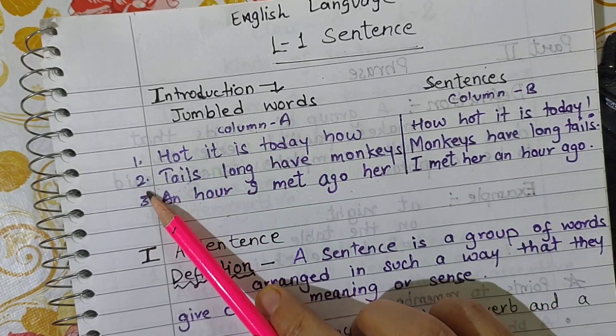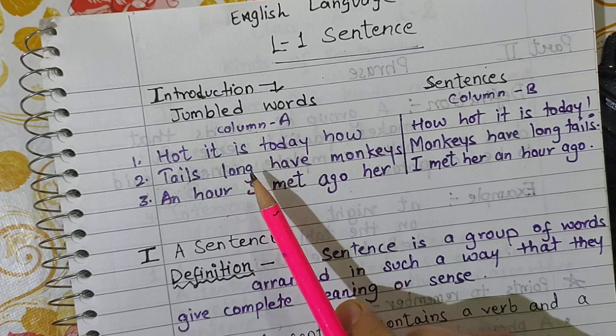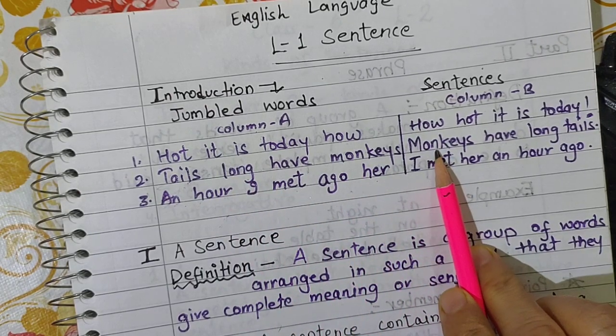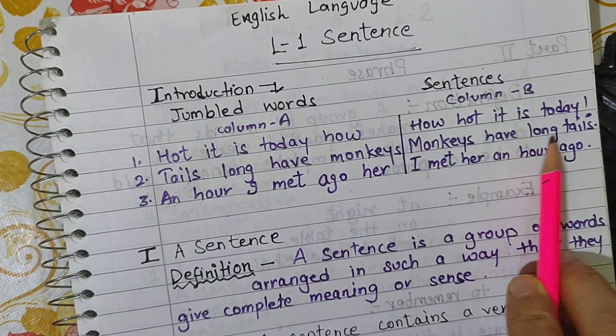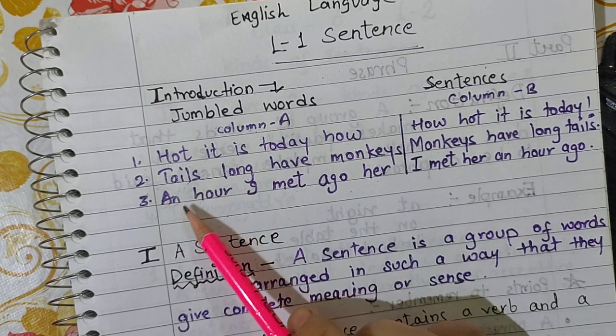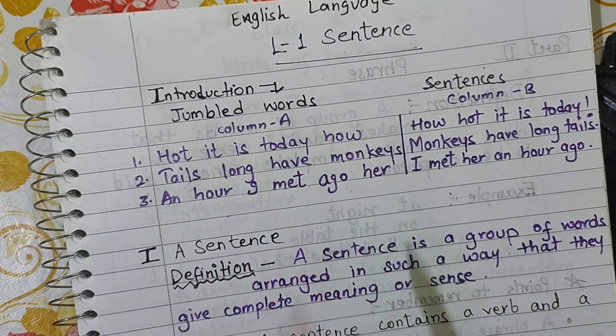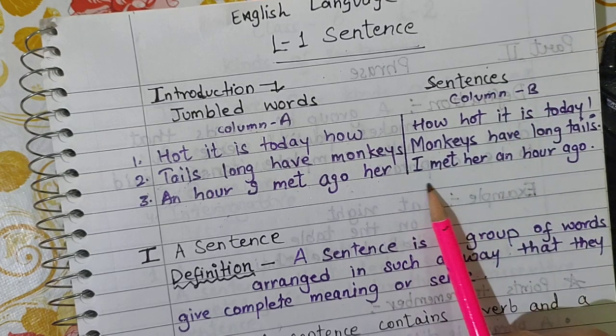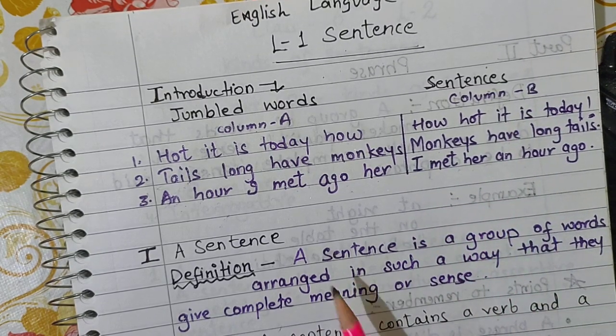Column A again, number 2: tails long have monkeys. Column B: monkeys have long tails. Column A, number 3: an hour I met ago her. Column B, number 3: I met her an hour ago.